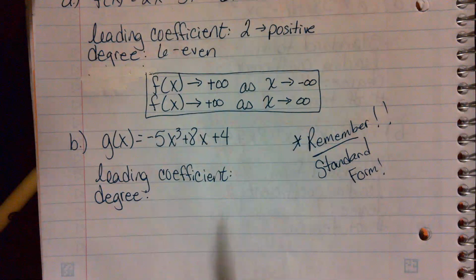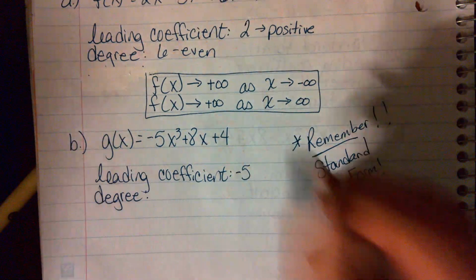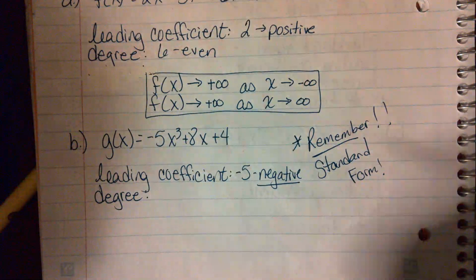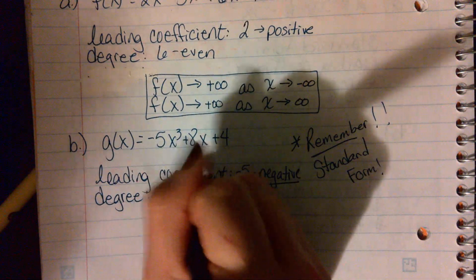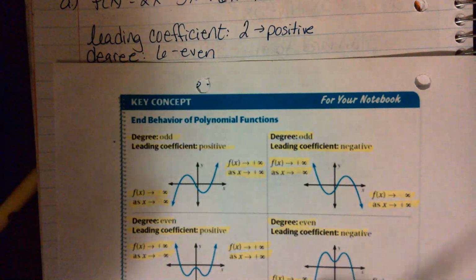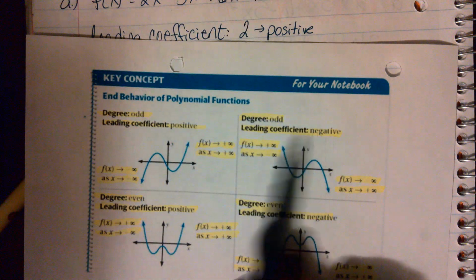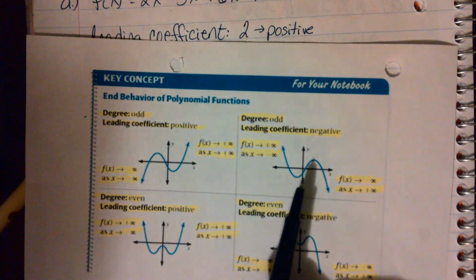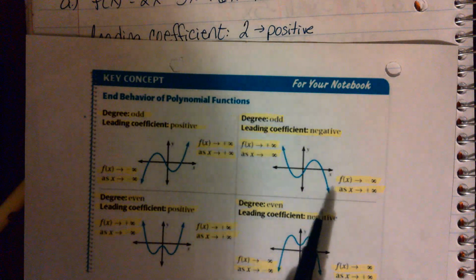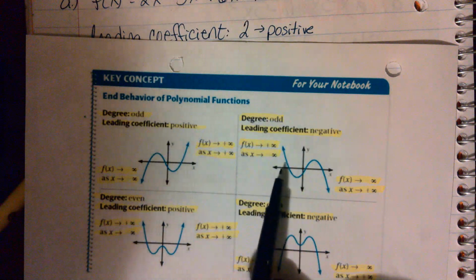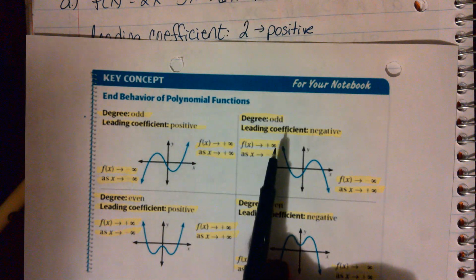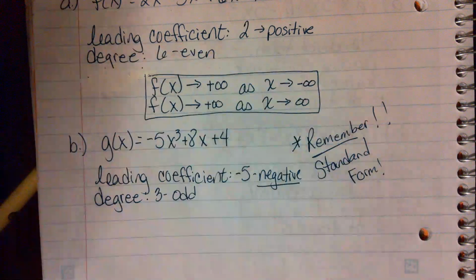So my leading coefficient is -5, which means it's negative. And my degree is 3, which is odd. So I'm looking for an odd degree and a negative leading coefficient. And so this is what our function would look like. So as I travel right, our function is going down towards negative infinity as x approaches positive infinity. And our function is approaching positive infinity as x approaches negative infinity. So that's what I'm going to write down.